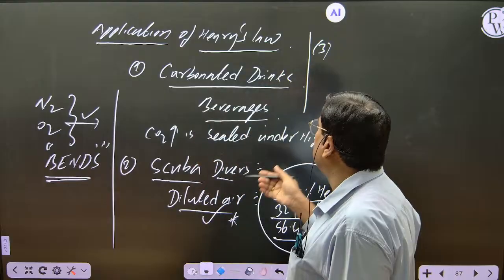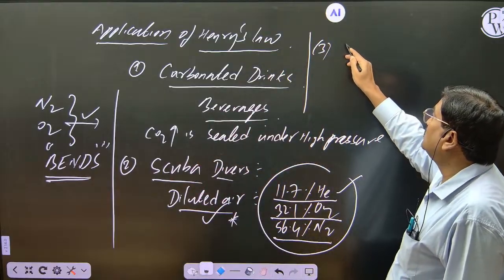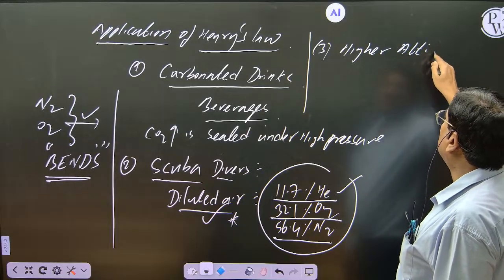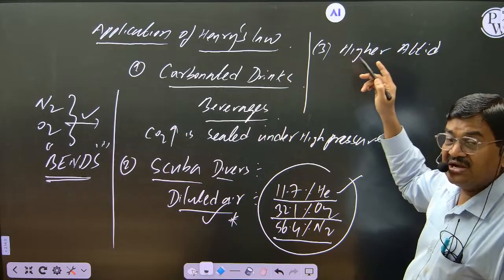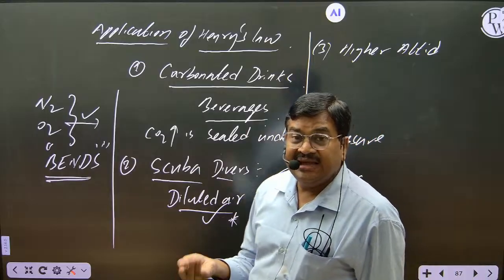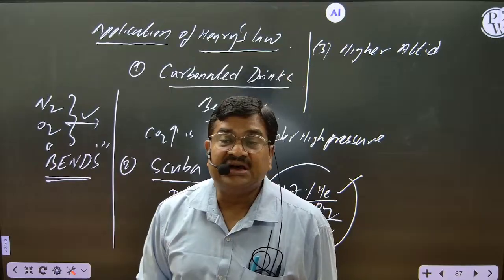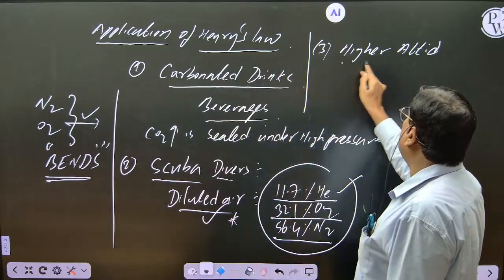So when they go to higher altitude, what happens? Atmospheric pressure will be less. So when atmospheric pressure is less, what happens? Intake of oxygen content will be less, and the person will feel what? Anoxia. So here make a note, at higher altitude.